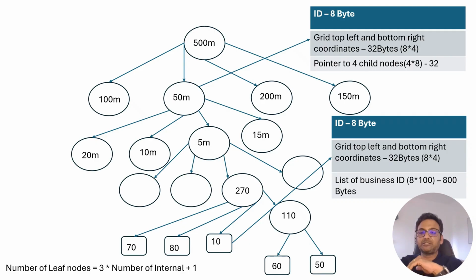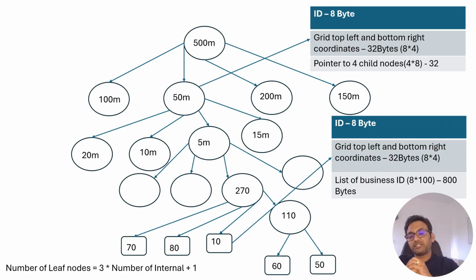So it could have a maximum of 800 bytes of information for business IDs, and then 32 bytes for the coordinates of the grids and 8 bytes for the ID. So you can see how the entire space is broken down. So how do we traverse this? If we have to find the number of businesses in a particular quadrant, we start from the top, traverse through the tree, reach that leaf, and figure out the number of businesses in it.